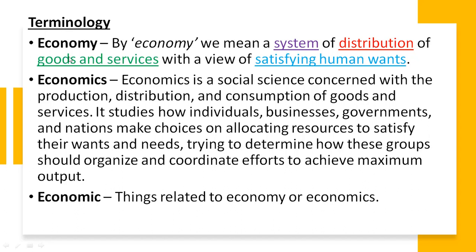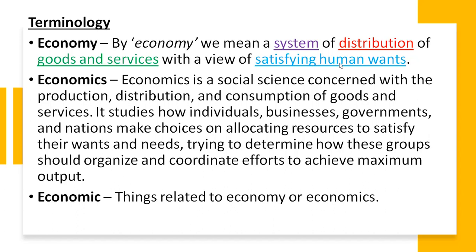And goods and services are those items which have the potential to satisfy our human wants, and human wants are unlimited in nature. That is, human wants can never be finite, or we can say that human wants are never limited. Okay, it is always unlimited.